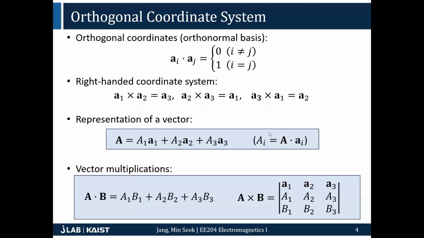And to narrow down our discussion, we assumed several properties in our coordinate system. So first of all, we assume orthogonal coordinates, which means if you take the inner product between the basis vectors, it's always 0 or 1. If two vectors are the same, it becomes 1. If two vectors are different, it should be 0. That's the orthogonal property. And then a right-handed coordinate system is also assumed. So if you take the cross product of A1 and A2, you get A3; 2, 3, you get 1; 3, 1, you get 2. This is also assumed.